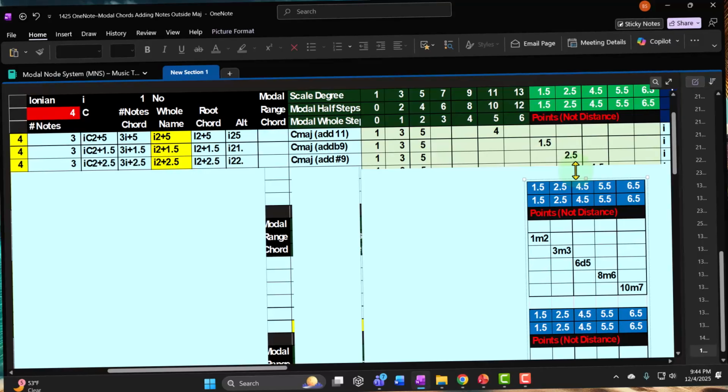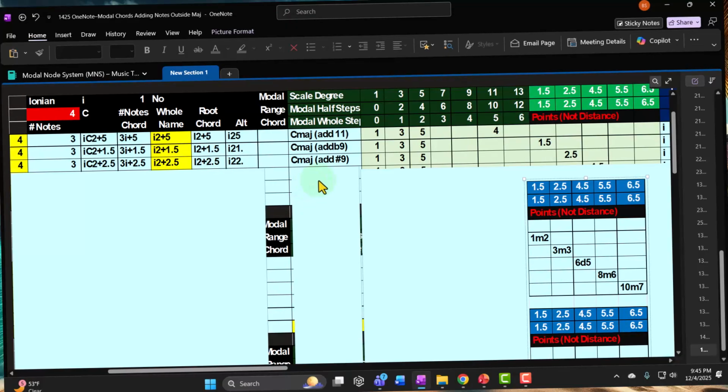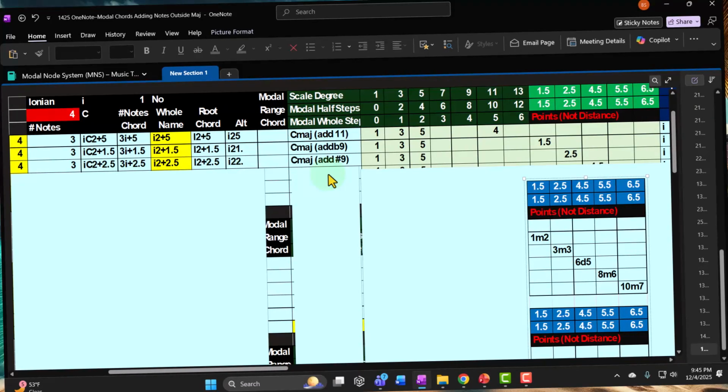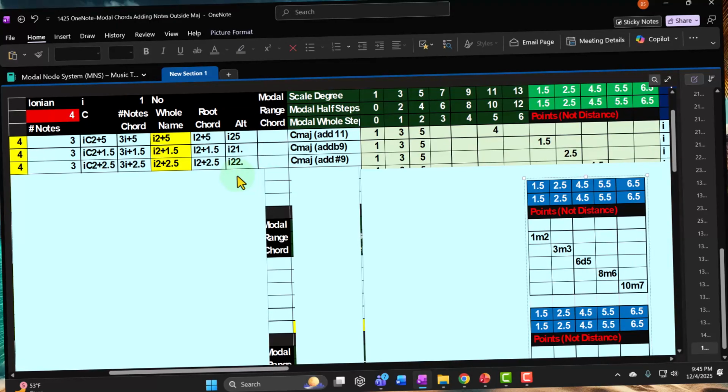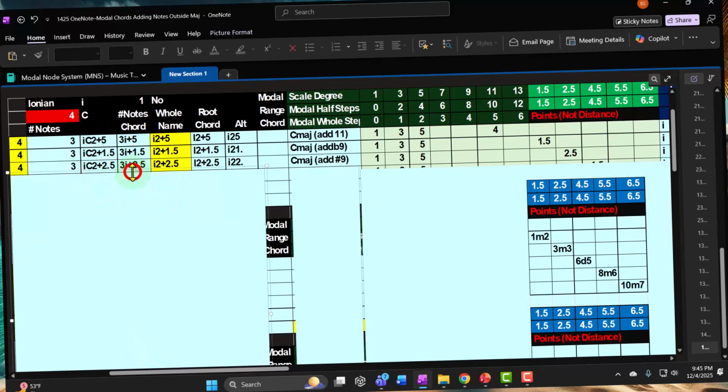Now, obviously, this is kind of a weird one, because now you've got the equivalent of a minor third and a major third in there, and if they were in the same octave point, it's going to be a naming convention that's kind of weird, because you'd have to call it a C major and then add a minor third, or flat third, something like that. Anyways, this would be cleaner. I can call it an I2 plus 2.5 point, so that I can name that point, or I can call it a 3i plus 2.5 point. So let's look at the next one.